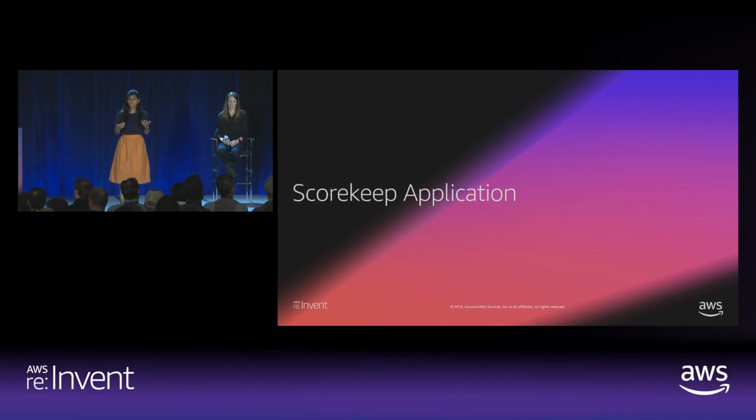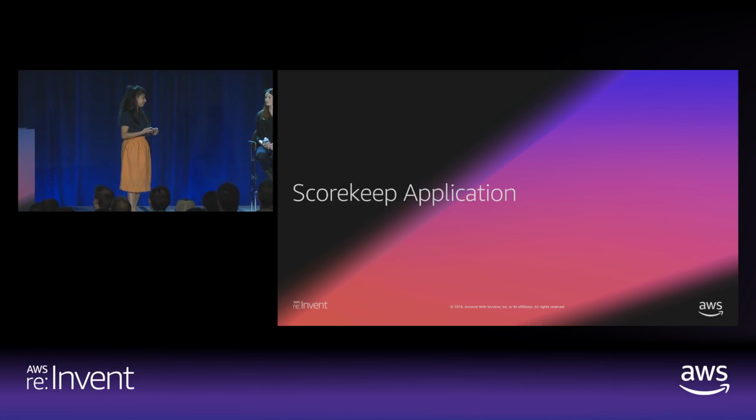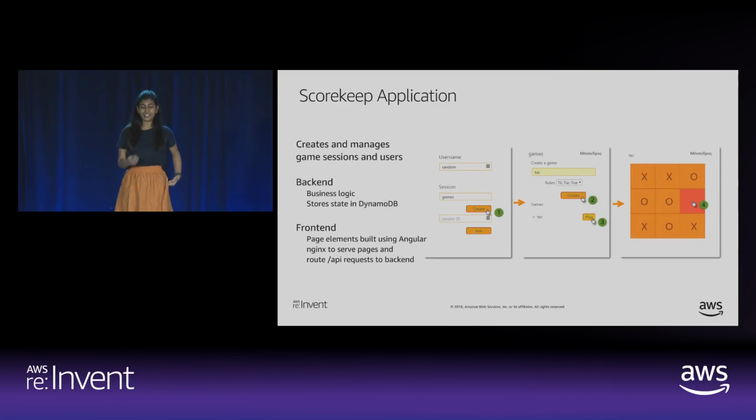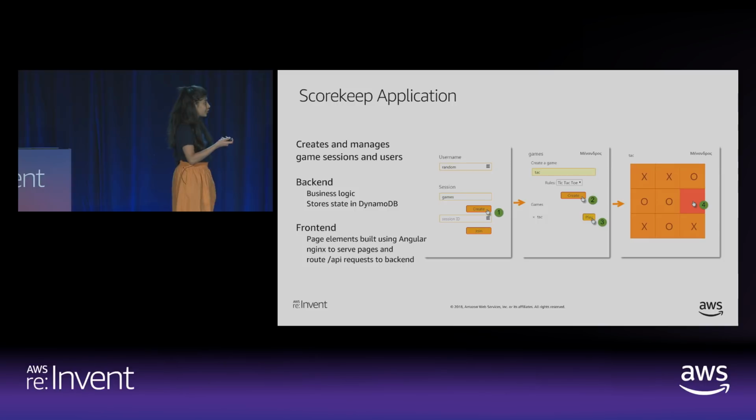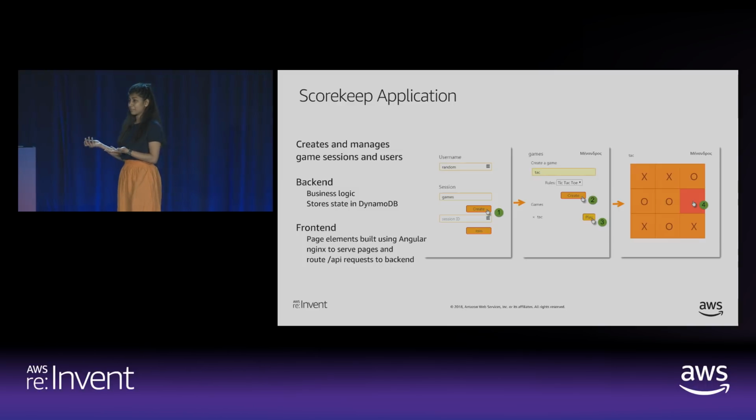OK, so I'm going to introduce you to a scorekeep application. It's just a tic-tac-toe application. And I'll use this as reference for the rest of the talk. So this is actually an HTTP interface. And it also has a web API for you to create and manage game sessions and users. So as you can see to your right, you first start a session. And then you start your game. And then you play it. You can share it with someone else and play it together.